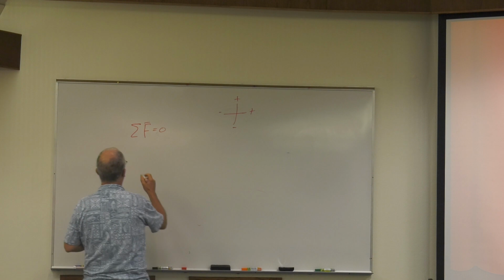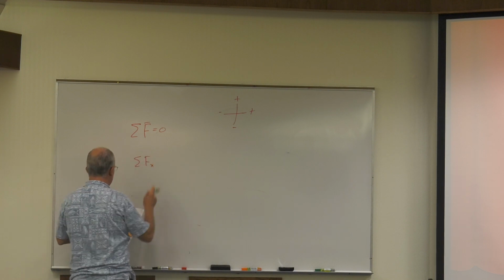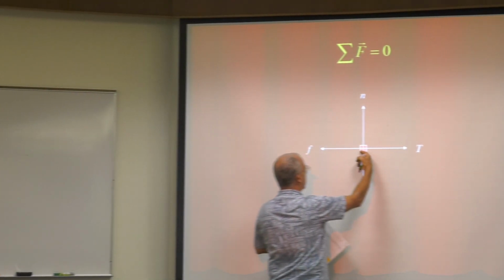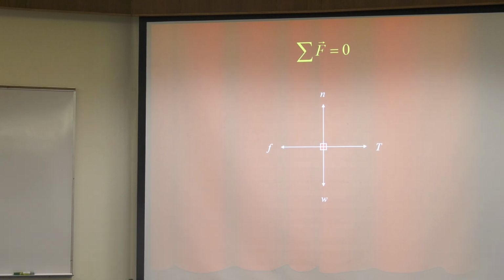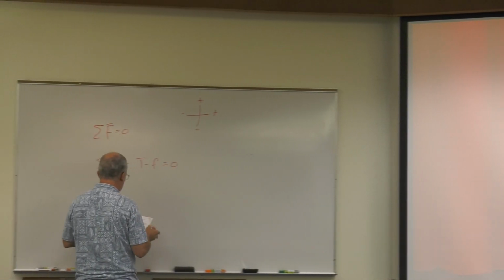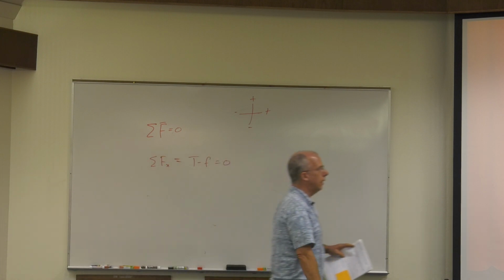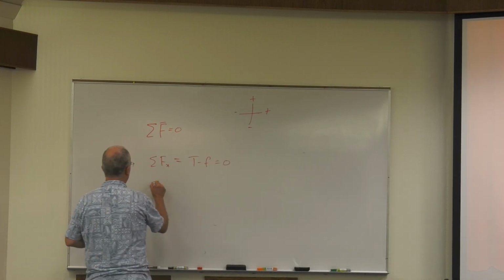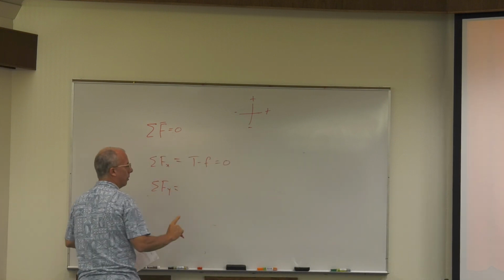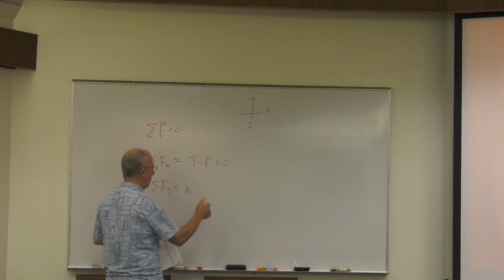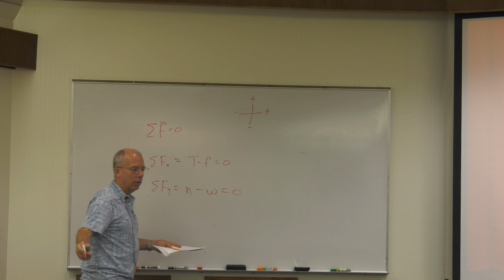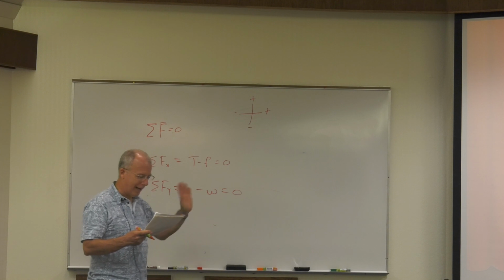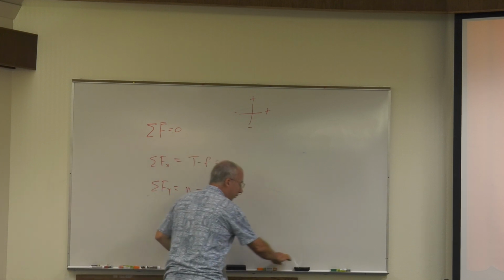So what we would do for something like that, we would say that the sum of the x forces, T is along the plus, and F is along the minus. So T minus F has to equal 0. Along the y, this is positive, this is negative. So the sum of the forces along the y equals N, which is positive, minus W, which is negative, and that equals 0. Then T equals F and N equals W. We don't care about that now. We will soon enough, but not now.